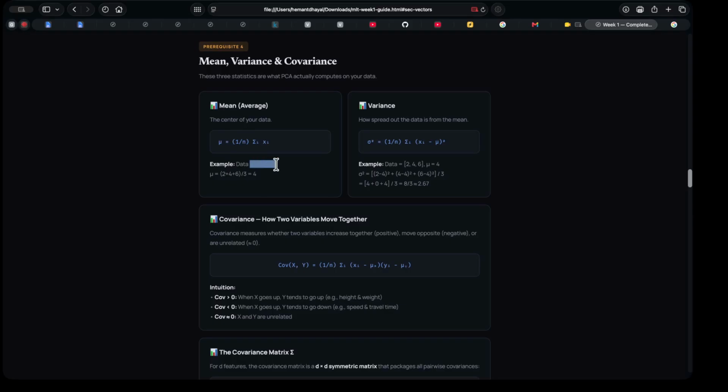So if you have a data set like 2, 4, 6, the mean will be 2 plus 4 plus 6 divided by the number of data points you have, that is 3. So 2, 4, 6 divided by 3 gives the mean, because on PCA day 1 we are going to center the data set. Centering the data set means we find the average of the data set and subtract it from every data point, and you will get the mean-centered data set. So we are going to do that.